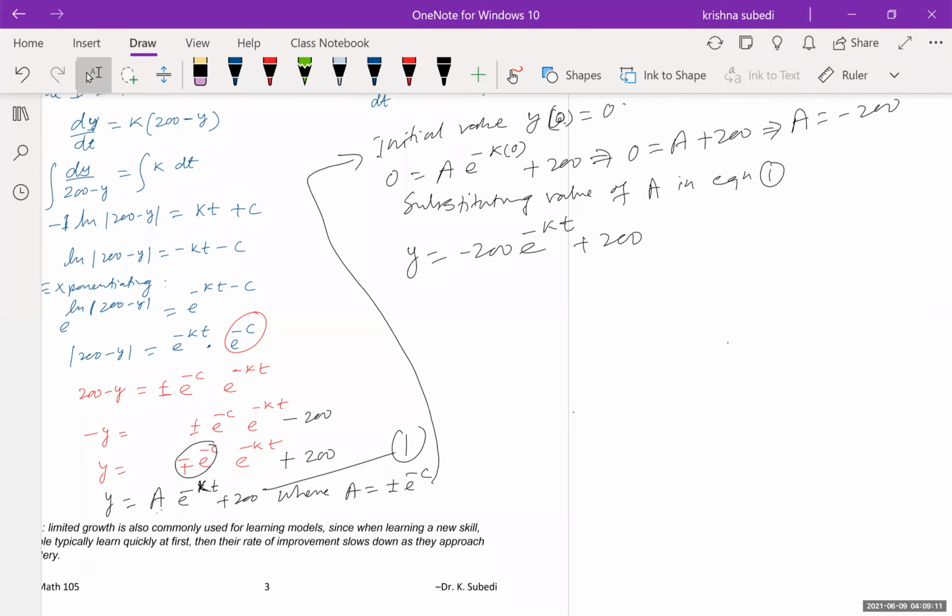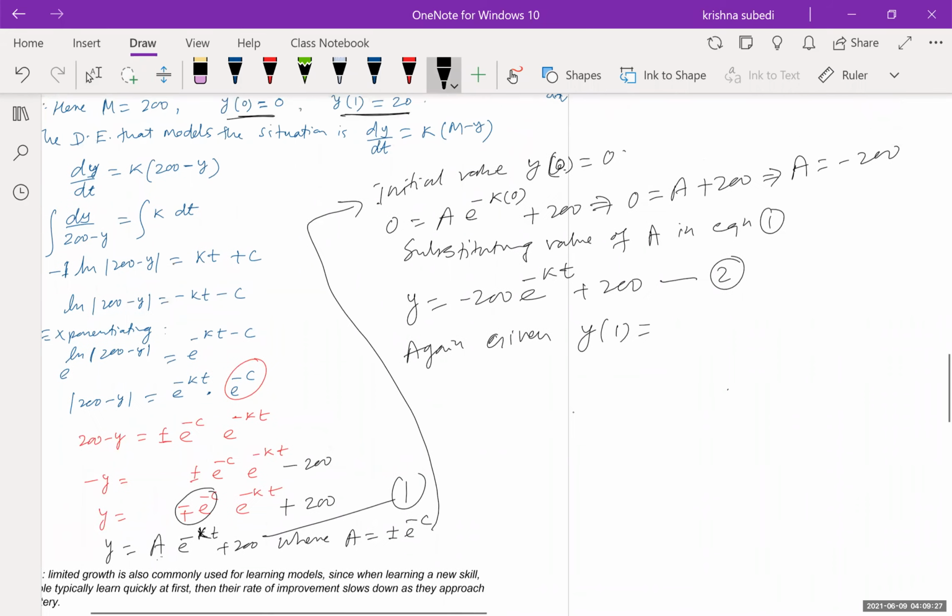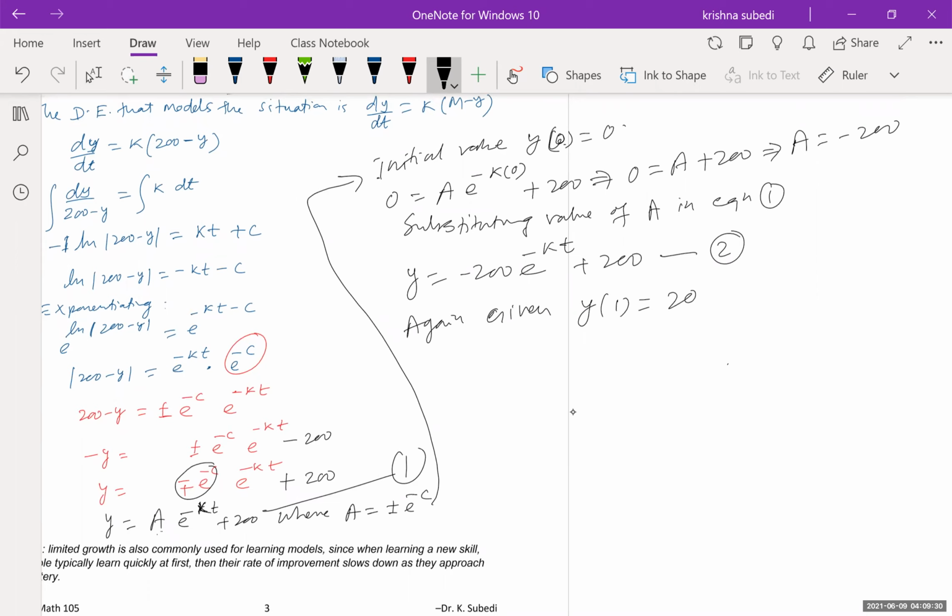Okay, any questions so far? Now, this is our, let's say, equation 2. And again, given y of 1 equals, how much is that? 20. So let us substitute that value. That will be 20 equals negative 200 e to the negative k, t means 1, plus 200. So we will be able to find the value of k. Solve it and let me know.